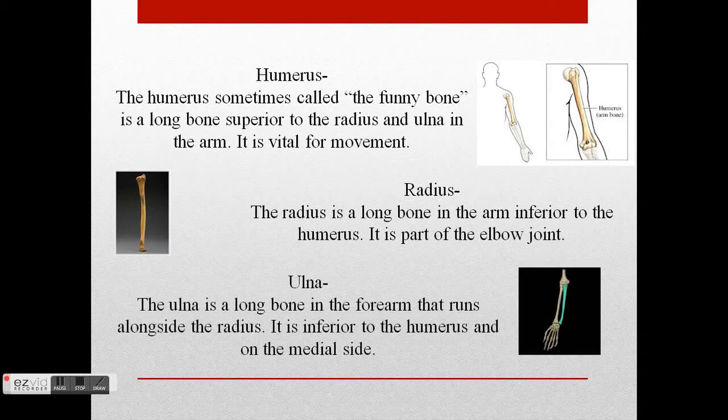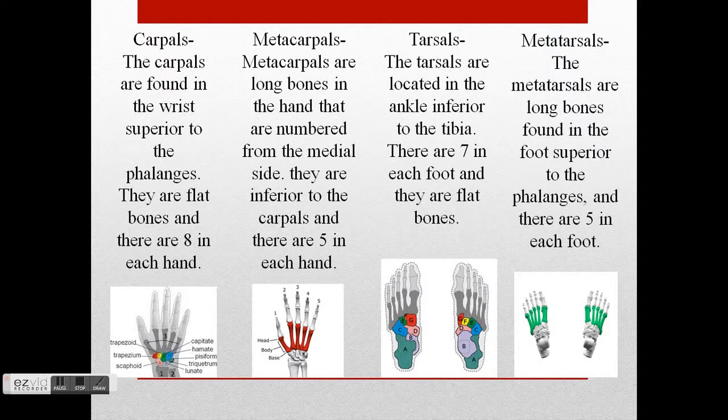The ulna is a long bone in the forearm that runs alongside the radius. It is inferior to the humerus on the medial side. The carpals are found in the wrist, superior to the phalanges. They are flat bones and there are 8 in each hand.